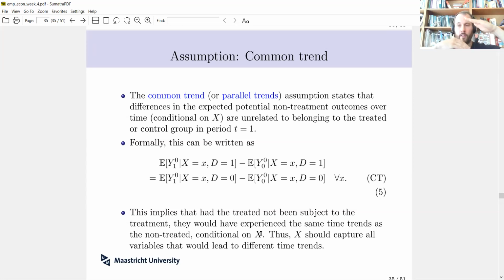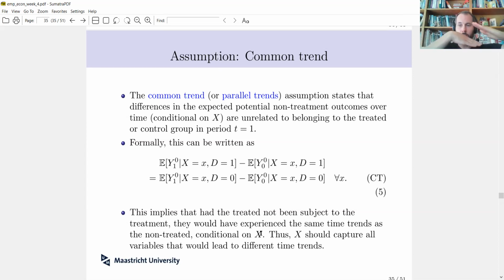So you compare the IT people that are treated with the IT people that are non-treated, and there you have parallel trends. In the absence of treatment, had there not been a treatment, they would have developed in exactly the same way. And now it turns out that these people, the treated, get a job training.